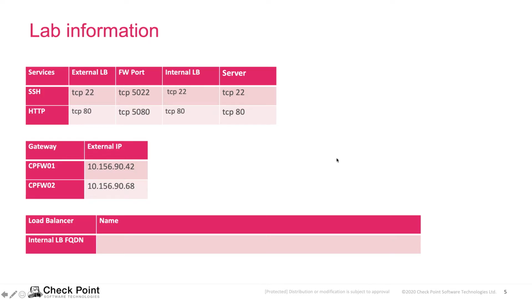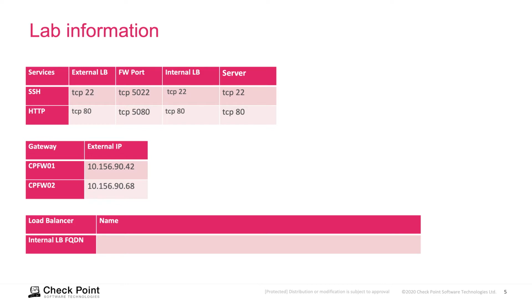Before we start our lab, it's always a good idea to gather all the relevant information in one place. What we're going to be doing in our lab, as you can see in the first table there, is traffic is going to hit our external load balancer on port 22. Our external load balancer is going to translate that packet to 5022 for the firewall to intercept, and then the firewall will translate the port back to port 22 to our internal load balancer, and then eventually to our destination server.